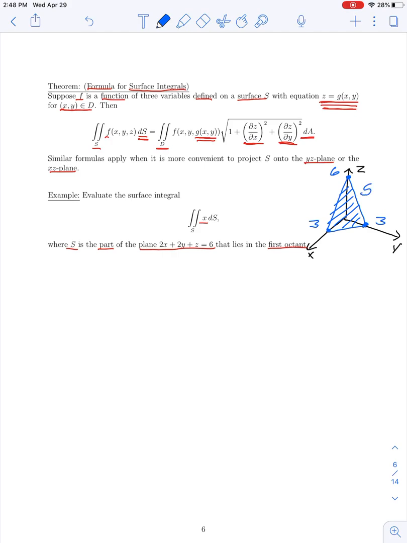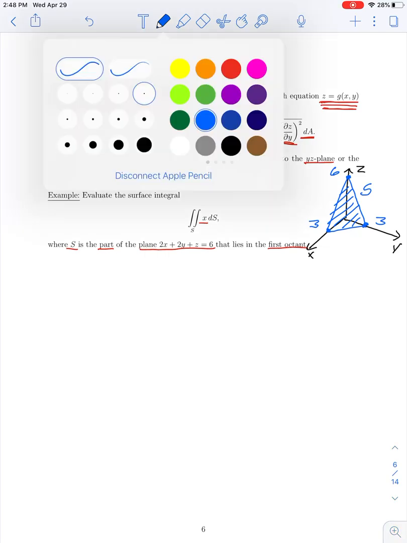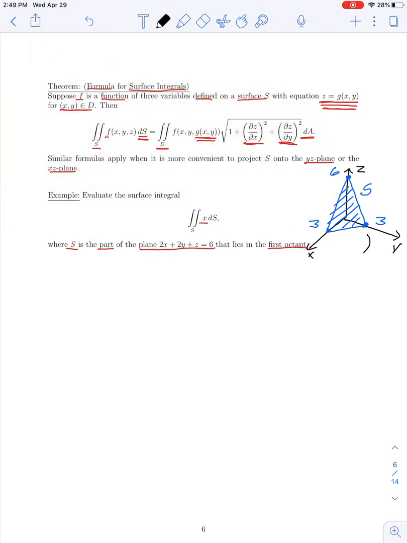Now, in order to apply this formula for surface integrals, we need to think about the projection of this surface down onto the xy plane. So if we think about what our projection looks like onto the xy plane, well, we're only working in the first quadrant since our surface was in the first octant. And our x and y intercepts were given by 3 and 3.